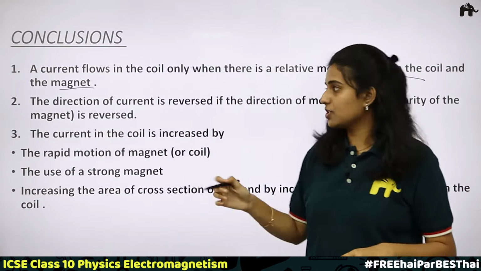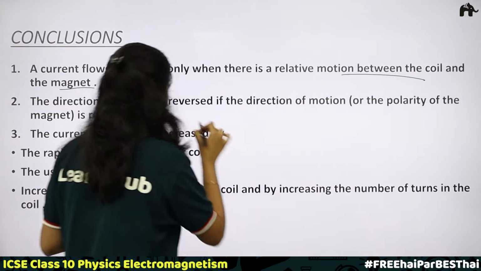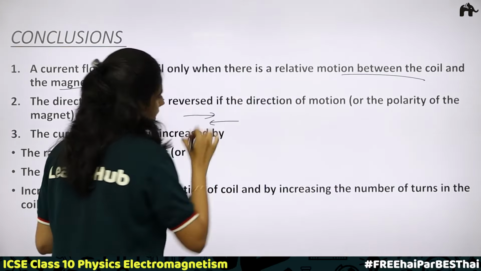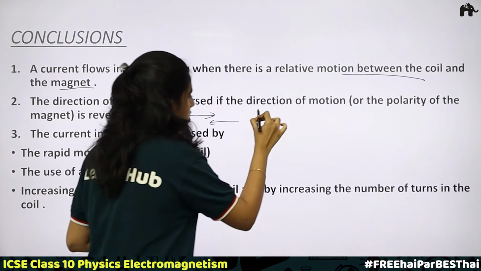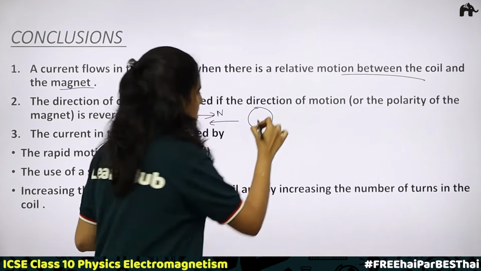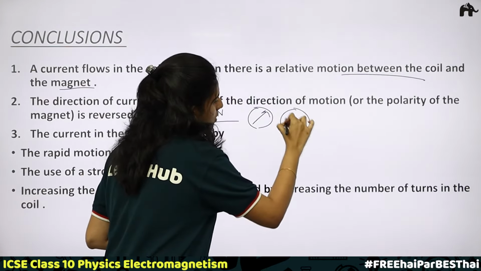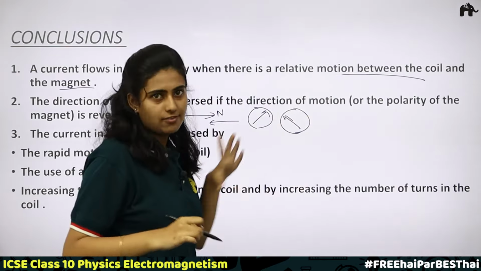Now, the second point, the direction of current is reversed if the direction of motion or the polarity of the magnet is reversed. That is, either you are moving the magnet in or you are moving it out. In that case, there is a reversal. Initially, north pole moving in, deflection was towards the right. North pole moving out, deflection was towards the left. So the direction of motion will change. The second case is when the poles of the magnet are reversed. North-south is changed to south-north. In these two cases, by reversing the direction of motion or the polarity of the magnet, you can see that the direction of current flow is also reversed.